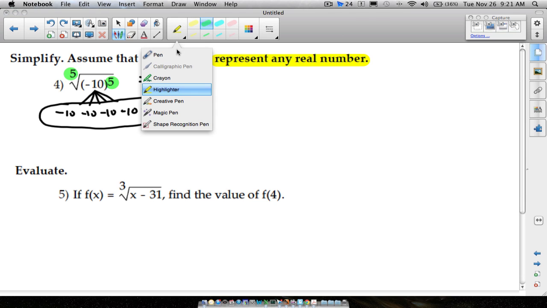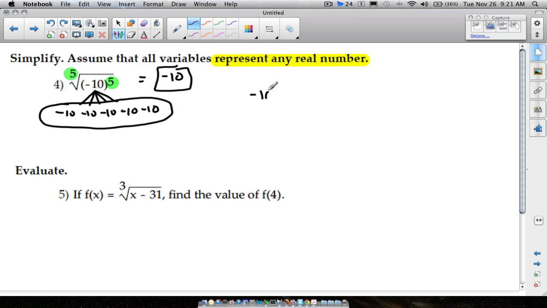We could write this as negative 10 to the 5 over 5 power. And negative 10 to the 5 over 5 power is negative 10 to the first power, which is still negative 10. So either way you look at that, you can still get that same answer right there.